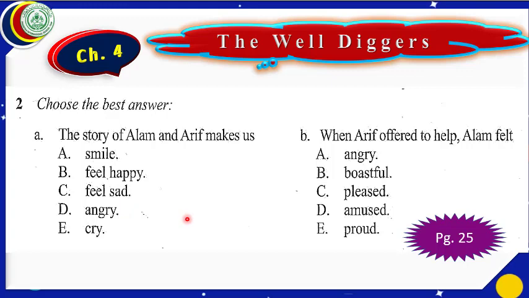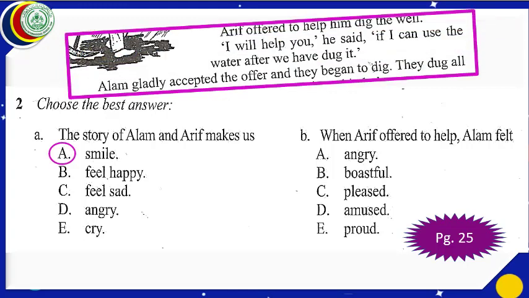Dear students, as we came to know after reading this story, Alam and Arif are not very sensitive, not very sensible, not very clever, so simple they are. After reading their story, we smile at their way of thinking. So we shall circle part A to choose it like this.